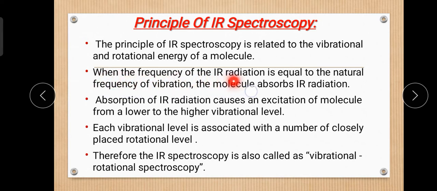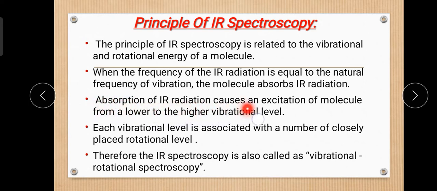When the frequency of IR radiation is equal to the natural frequency of vibration, the molecule absorbs the IR radiation. As already mentioned, when we place a molecule in the presence of IR radiation there is absorption, but there is a condition for that absorption. The condition is that the frequency of radiation must equal the natural frequency of vibration of that particular bond, and then absorption takes place.